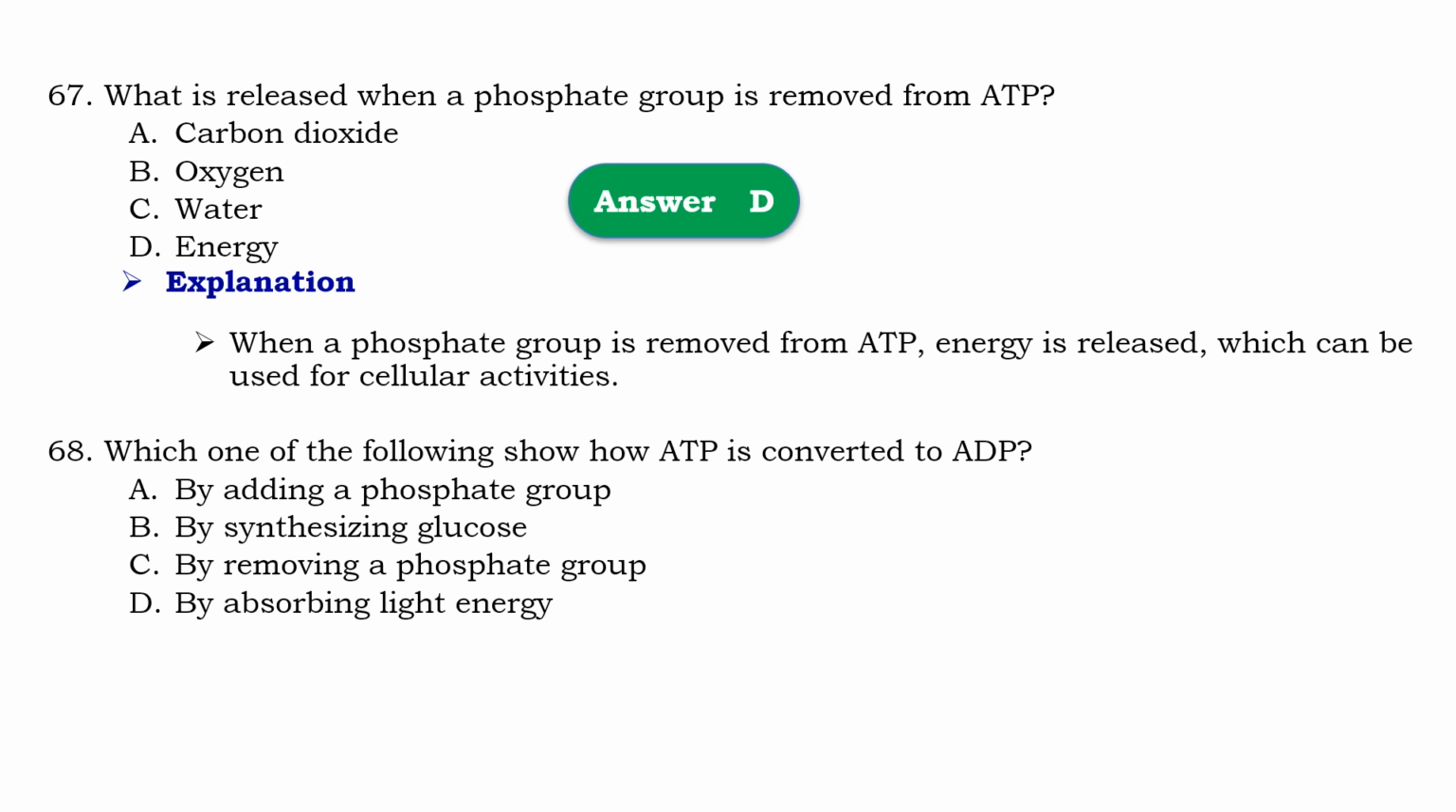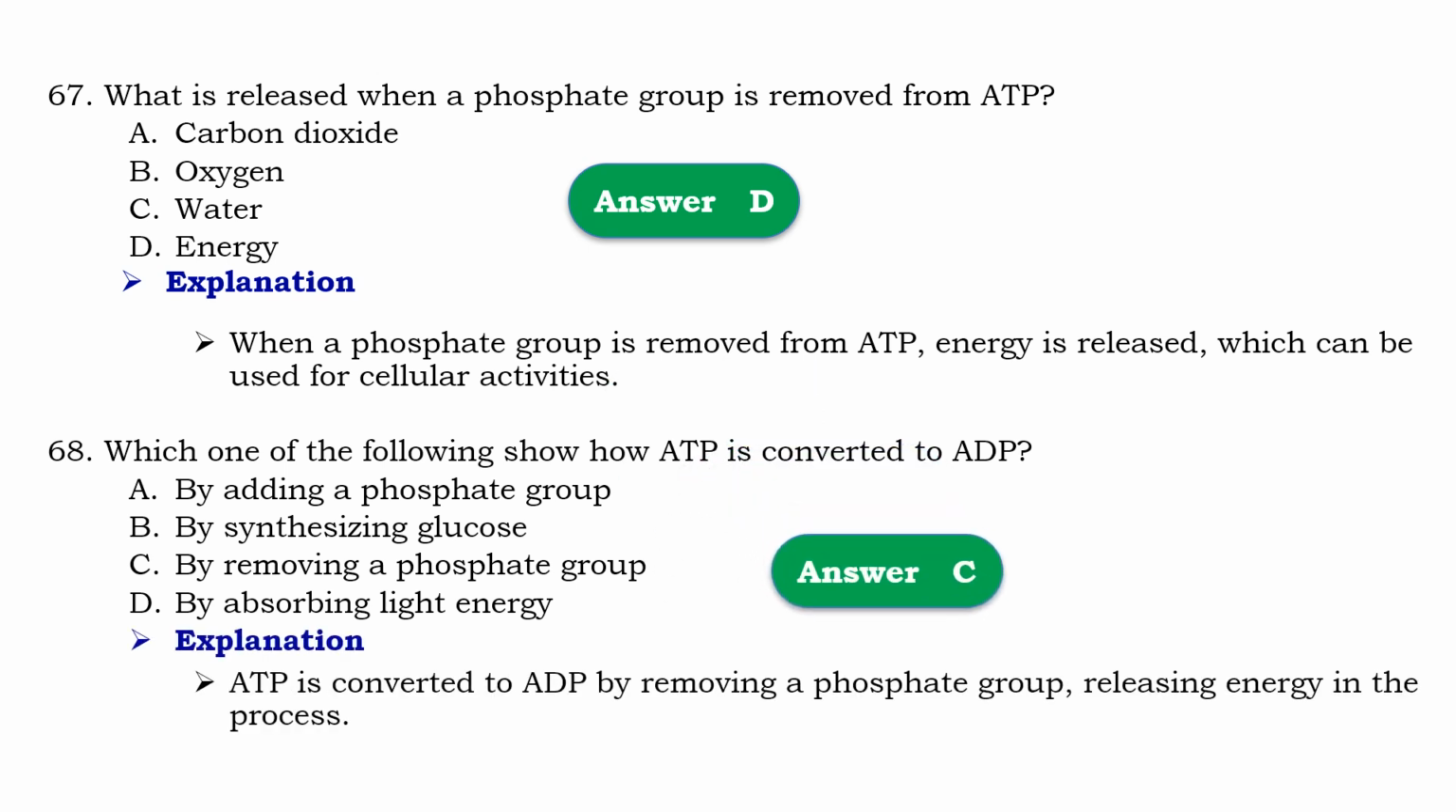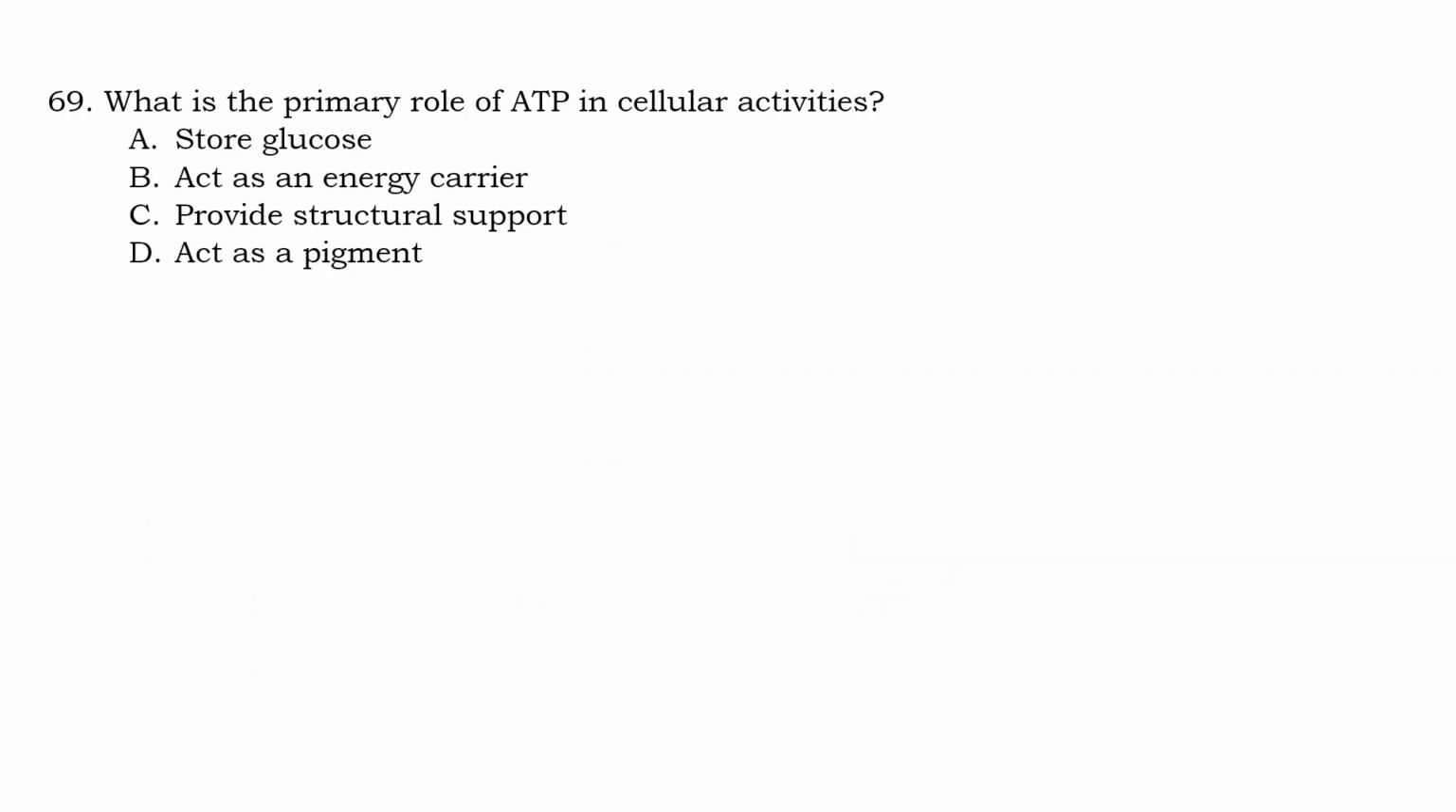Question number 68. Which one of the following show how ATP is converted to ADP? So that should be C. By removing phosphate group. Means that ATP is converted to ADP by removing phosphate group, releasing energy in a process.